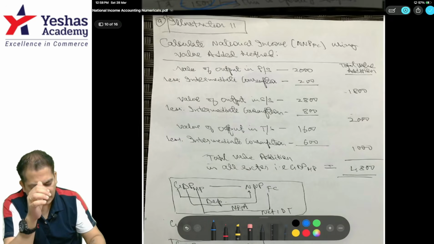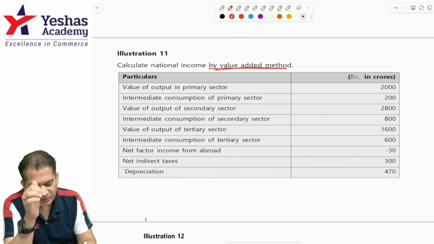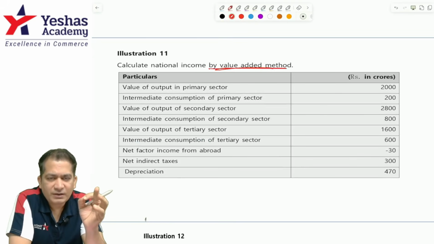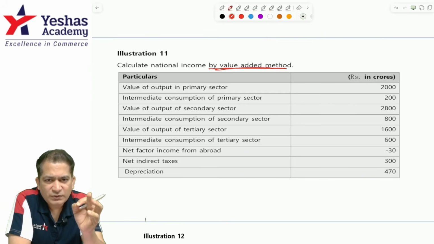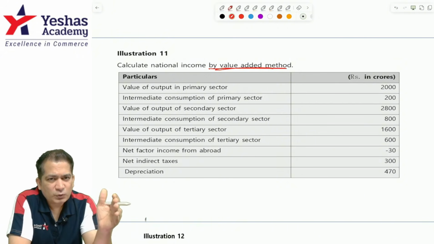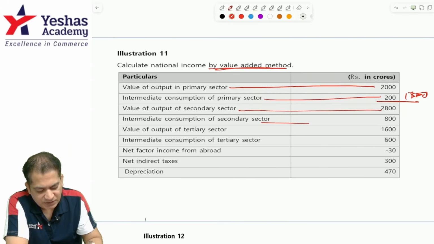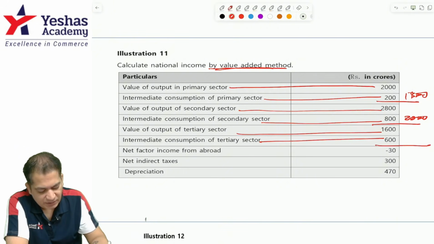Now illustration 11. Calculate national income by value added method. So you see what I've told you, under value added method we will do value addition in each of the sectors. So how much is the value added? Value added is equal to total value of output minus intermediate consumption. So value of output in the primary sector minus intermediate consumption in the primary sector, so 1800 over here. Value of output in the secondary sector minus intermediate consumption in the secondary sector, that will be 2800 minus 800, that is 2000 here. Then value of output in the tertiary sector minus intermediate consumption in the tertiary sector, then you will get 1000 here.